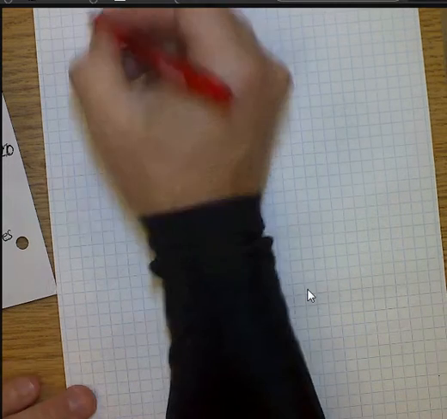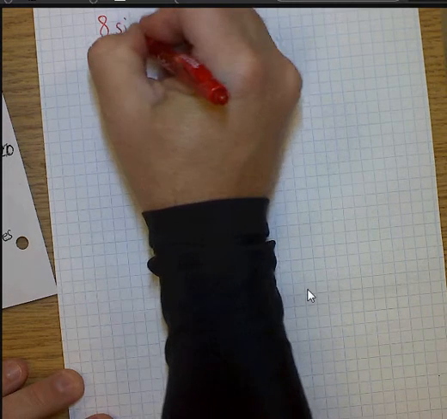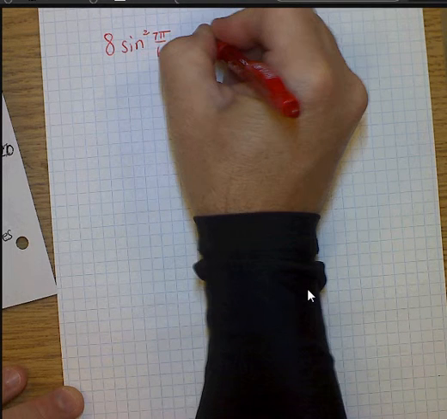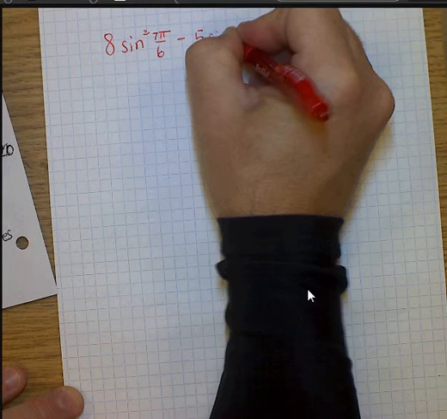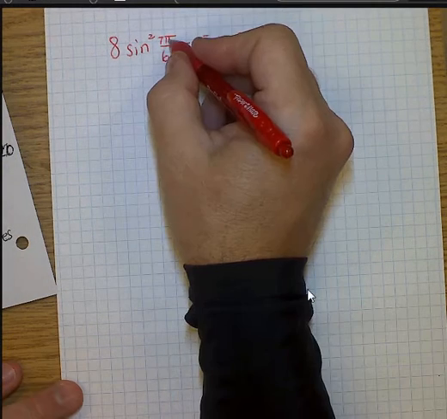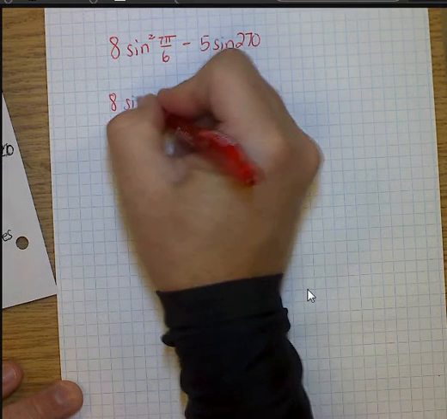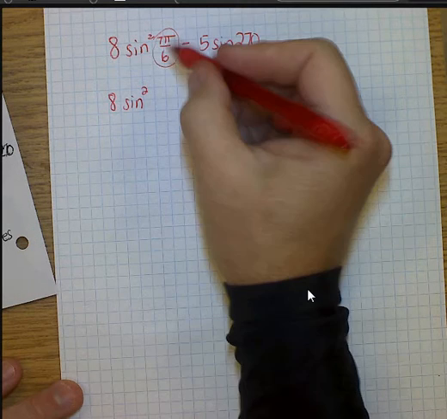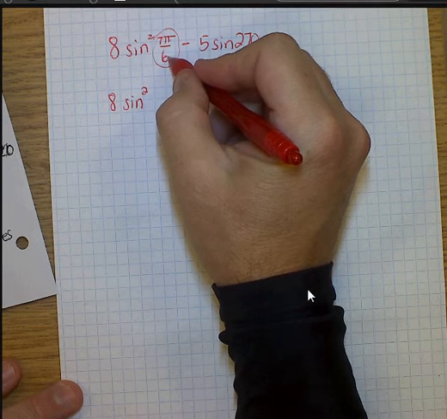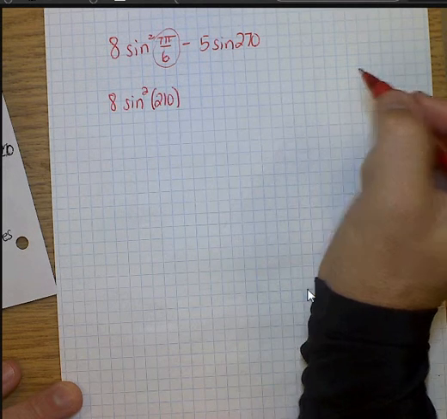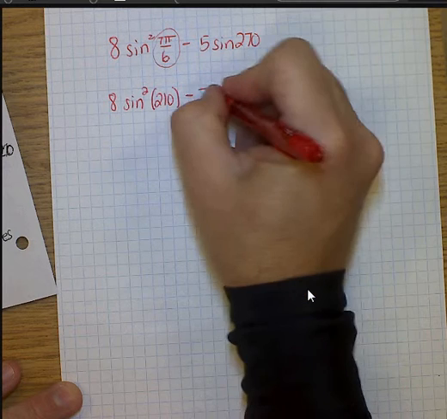All right, last question I'm going to do on this paper, because I didn't have a lot of room there. So I have 8 sine squared 7 pi over 6 minus 5 sine 270. All right, so again, we'll start here. 8 sine squared. I can't square anything until I know what's going on. I need to know what this angle is. So let's go pi over 6, 180 divided by 6, 30, 30 times 7, 210, minus 5 times sine 270.